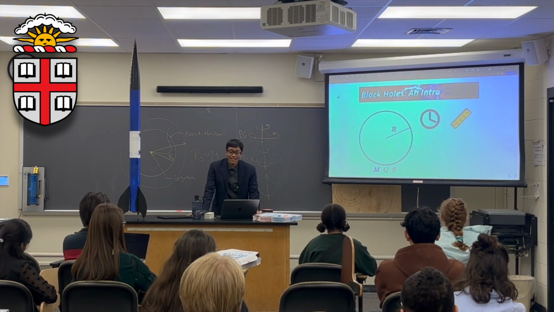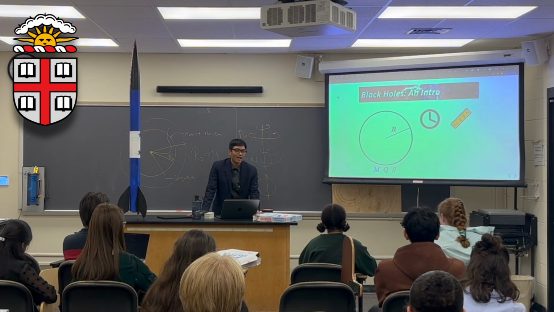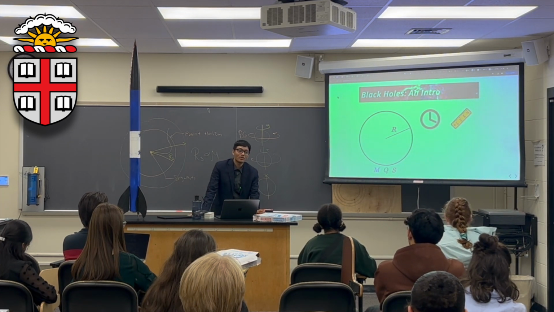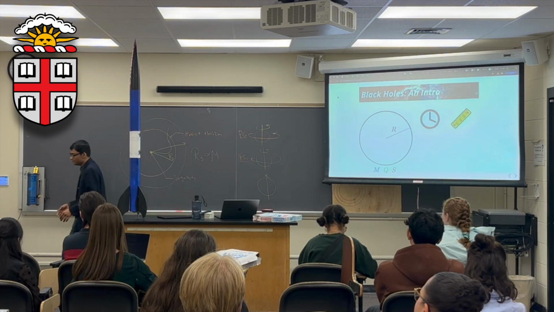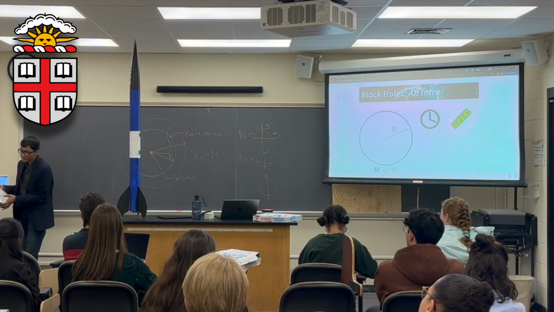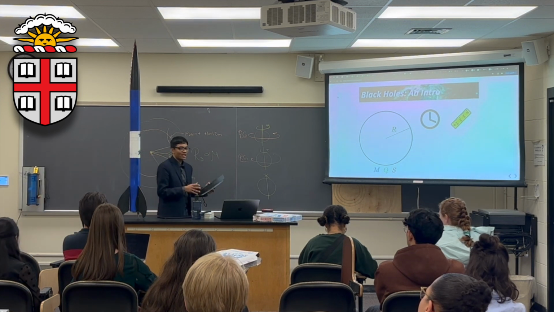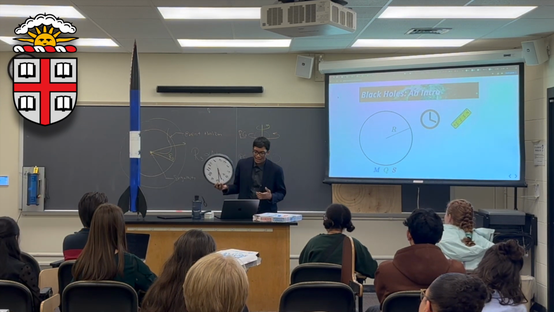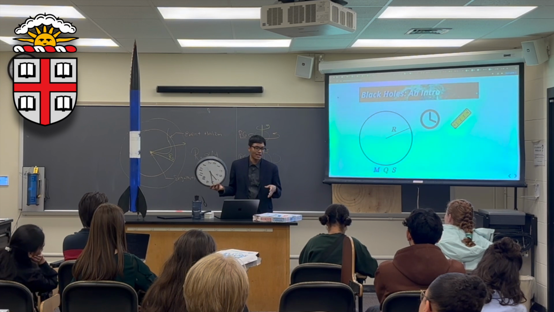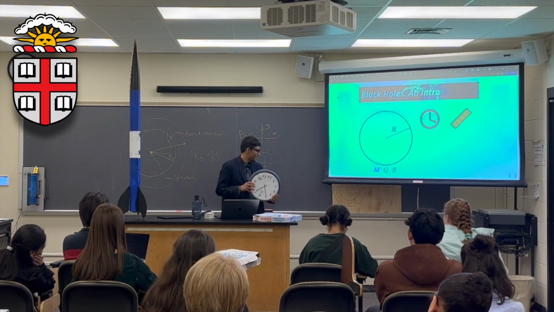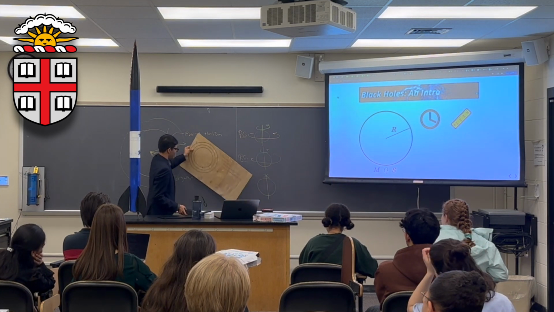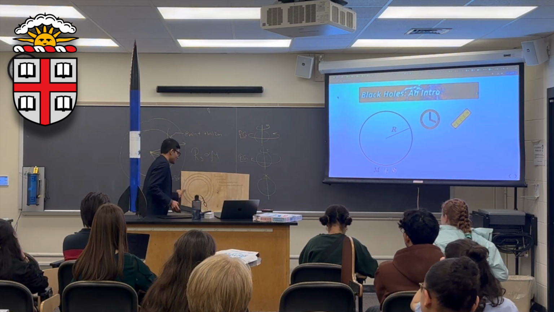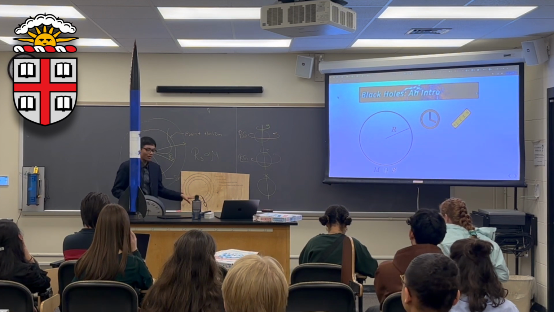Now let's get into the interesting stuff, which is how do clocks and rulers change when you get close to a black hole? So this right here is a clock, right? And I don't have a black hole with me right now, but I did laser print one. So let's take a look at this. Oops. Okay. So here's my 2D black hole.